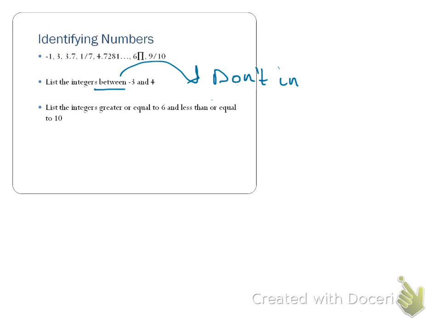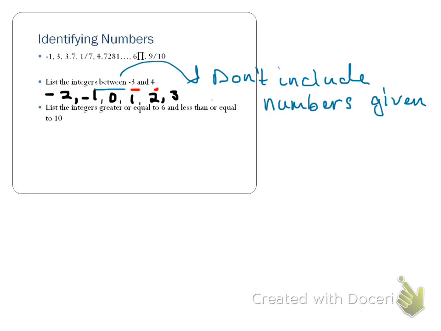Okay, let's look at when a list says between some numbers. When it says between, don't include the numbers given. So in this case, negative 3 and 4. You're just going to write anything that falls in between those two, kind of like it says. So negative 2, negative 1, 0, 1, 2, and 3.